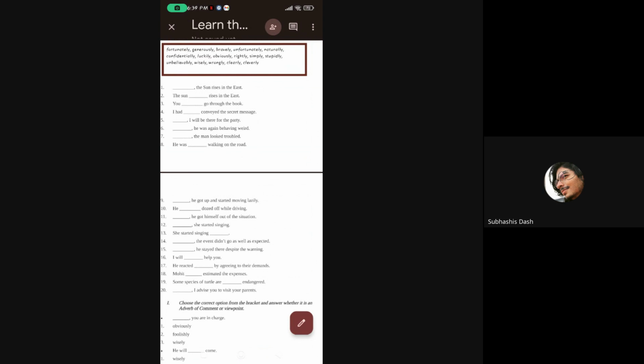Some of them are very obviously comment adverbs, right? Like for example, things like fortunately, unfortunately. So all of these things which have a flavor of very personal opinions, it's better that you reserve them only for comment adverbs rather than using them everywhere. Okay. So obviously is one such word.